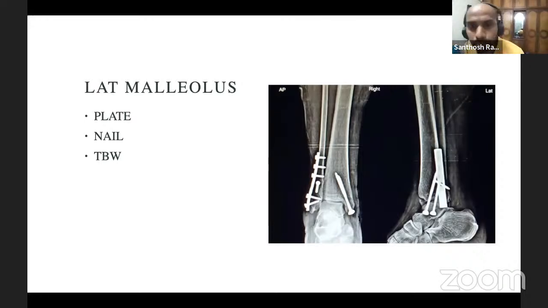Now, lateral malleolus. So we have various options. You can fix it with a plate or intramedullary devices like Rush nails or thicker K-wires or a TBW when they are small avulsion fractures, especially in pronation injuries. So usually when we get long oblique or spiral fractures, the best is a lag screw and a neutralization plate.